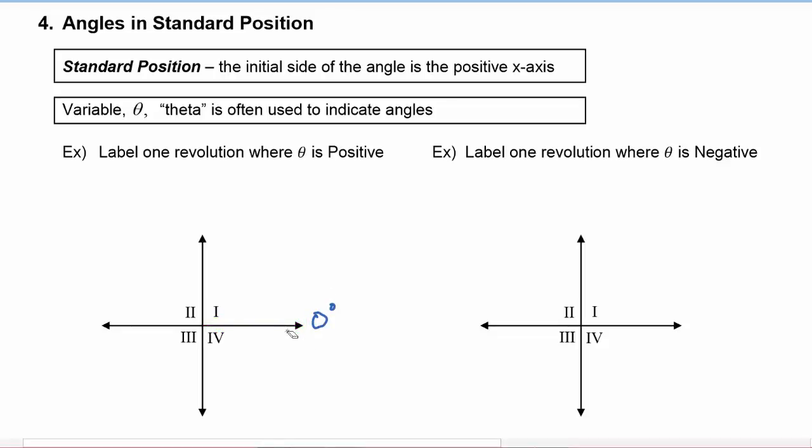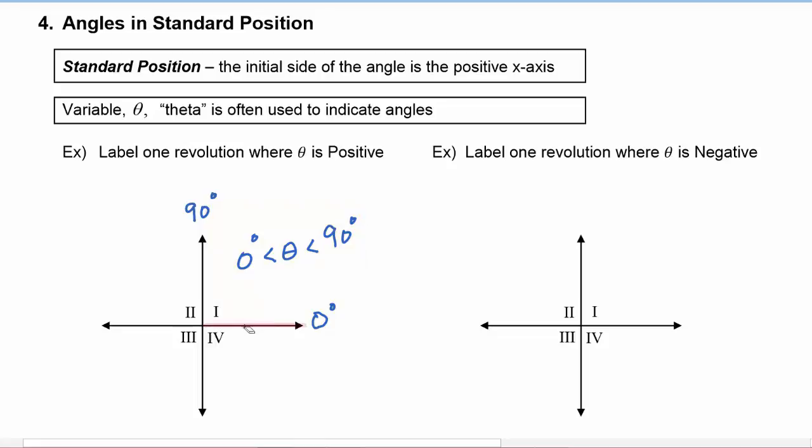So if the terminal side of the angle and the initial side of the angle are both in the same place, that means the angle will be 0 degrees. Now if we let the angle open up all the way here to the positive y-axis, that would be 90 degrees. Then that means that any angle whose terminal side falls in between the positive x-axis and the positive y-axis is going to have an angle measure between 0 and 90 degrees.